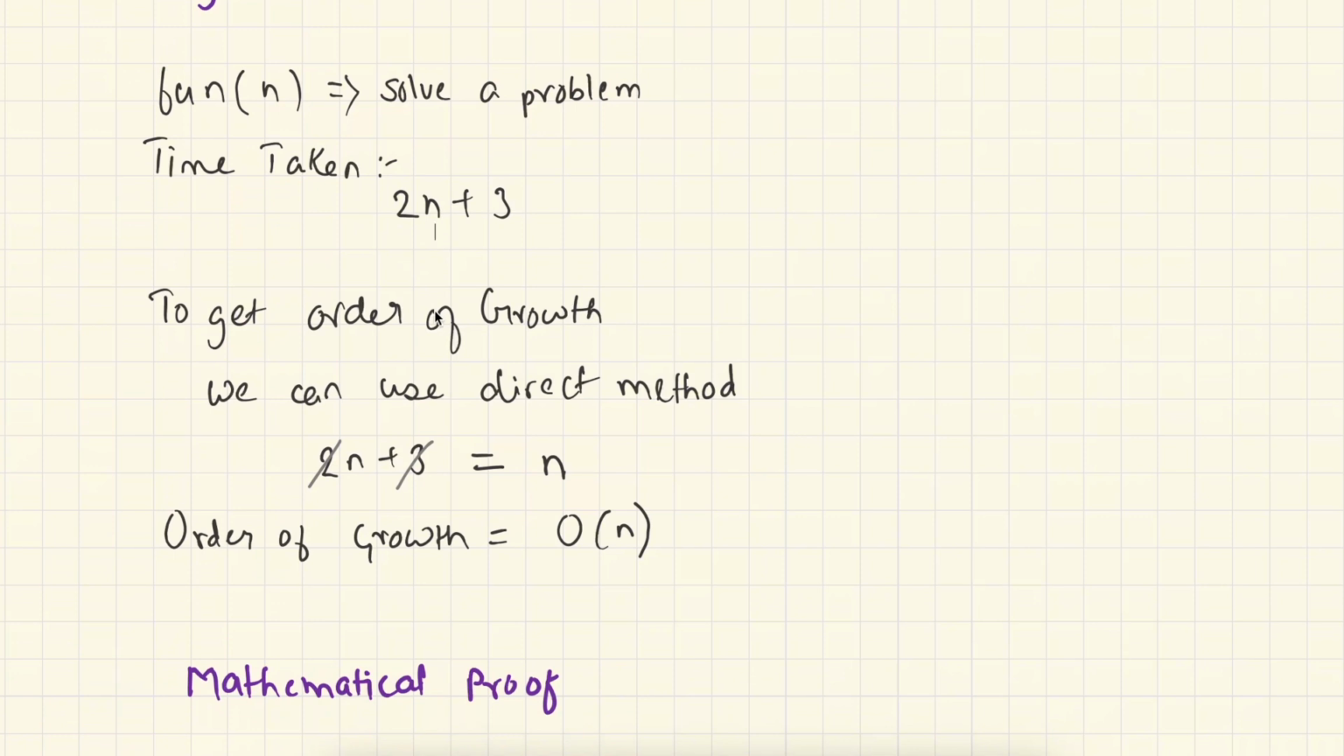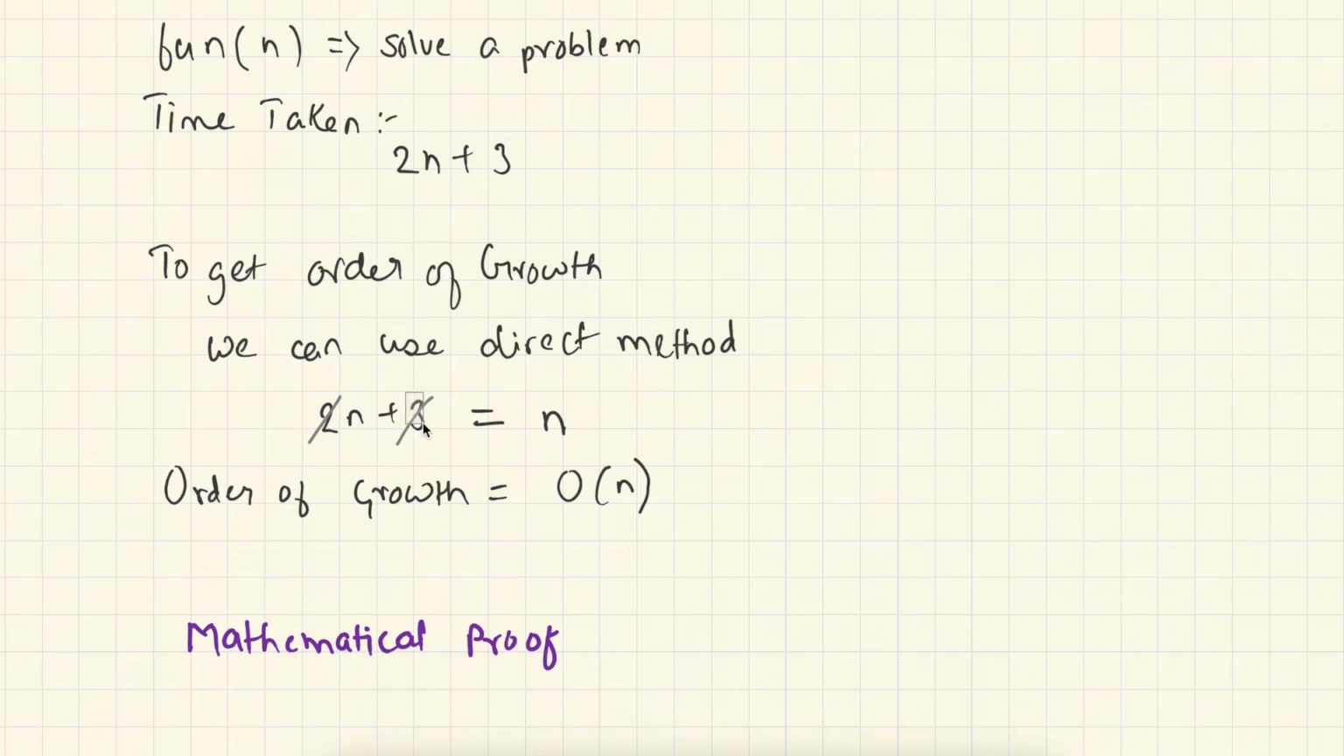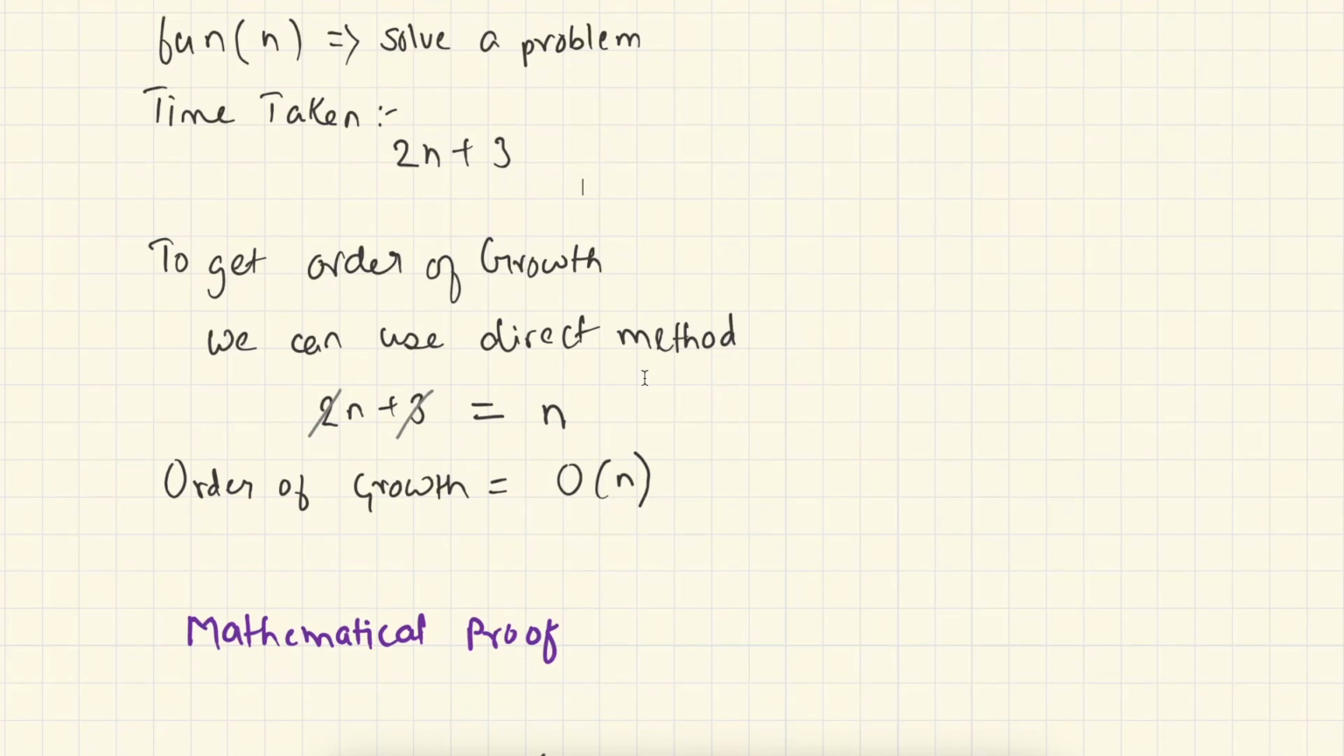What the direct method says is: ignore the lower order term, ignore the coefficient of the higher order term, and you get the order of growth of this function. So we cancel out the 3, we cancel out the 2, and we get the order of growth of this function as n. And we call it big O of n, because in this expression the higher growing term is n only. So that's why the upper bound of this function is going to be big O of n. So this is the direct method to find the upper bound of a function. Now in this video we are going to see how to prove it mathematically. So let's see it.